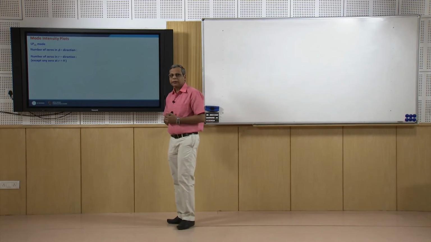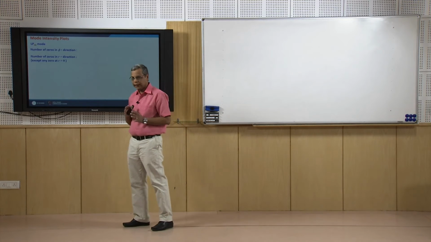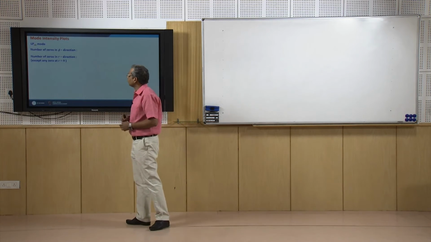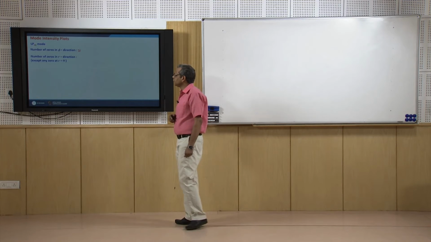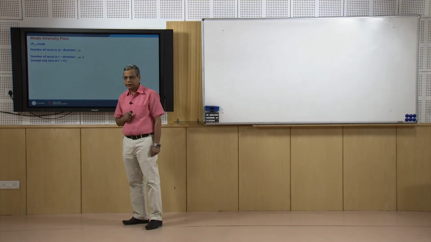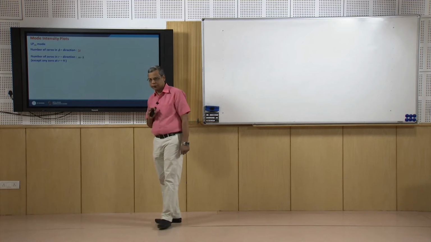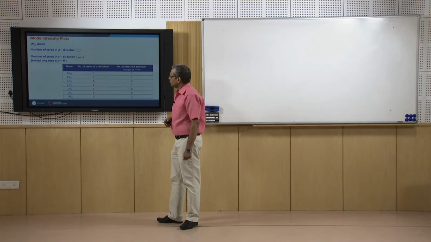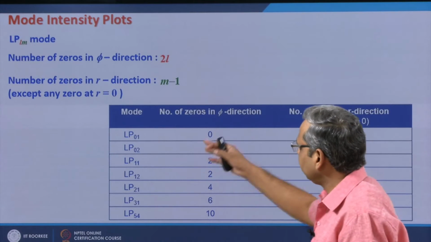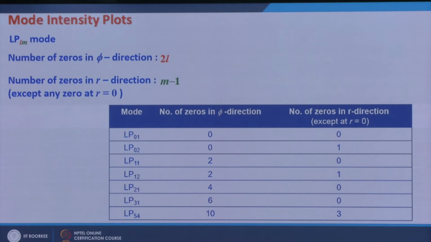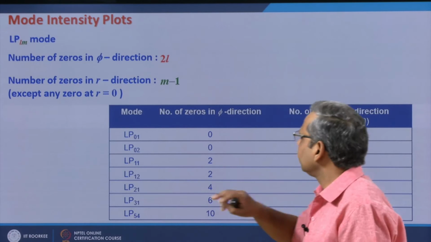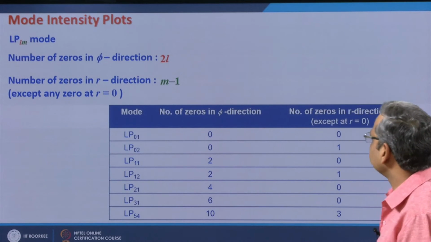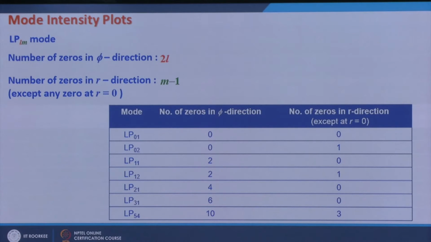In general, for the LP-L-M mode, the number of zeros in the phi direction would be 2L, and the number of zeros in the r direction would be M minus 1, except any 0 at r equal to 0. So, if I have various modes, I can immediately find out the number of zeros in the r and phi directions. For example, in the LP21 mode, there would be 4 zeros in the phi direction and no 0 in the r direction. I always exclude a 0 at r equal to 0.